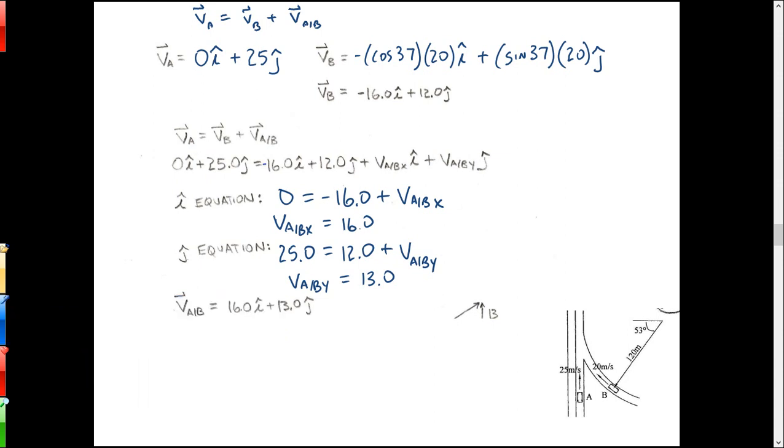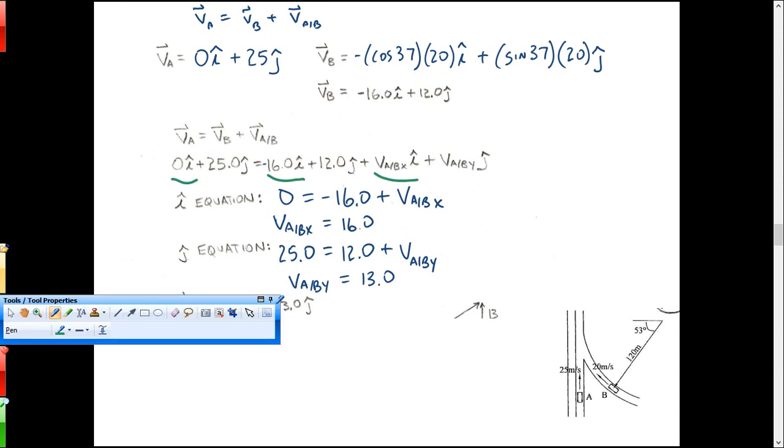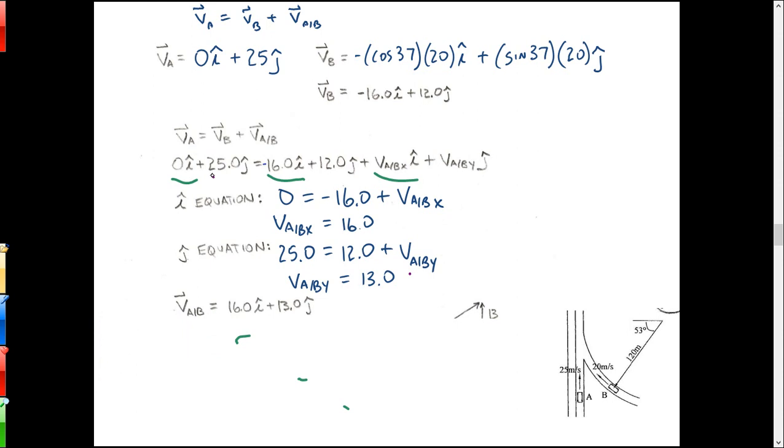If you want to look at the x component of the relative velocity, you pull out the x components of the equation. So you get 0 is minus 16 plus VABX, so VABX is 16. Then do the same thing for VABY. So we got 25 is 12 plus VABY. So you get VA with respect to B in x is 16, and VA with respect to B in y is 13. So that's what we do with that.